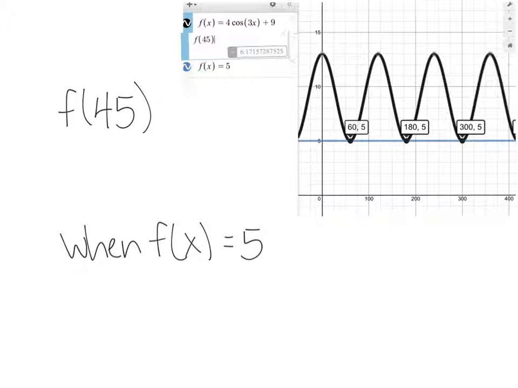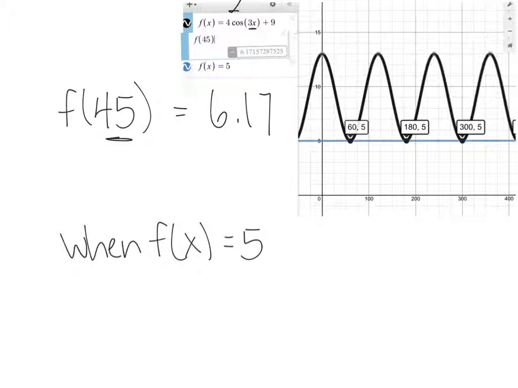The next question asks, what is the value when x is 45? So there's our 45. We would take that 45 on our calculator and put it in where the x is. So 3 times 45, take the cosine of that, multiply by the 4 up front, and then add 9 last. In this case, we'd get 6.17.